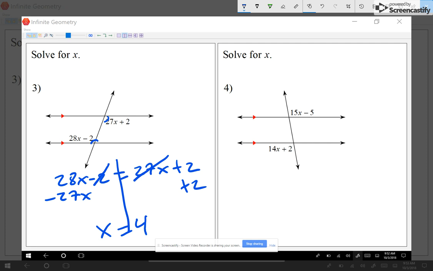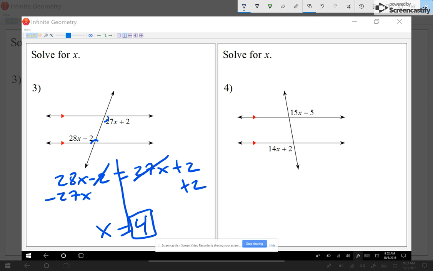If I had a number other than 1, because technically this is a 1x, if I had a number other than 1 in front of the x, divide both sides by that number. But I'm done, so x equals 4. That I solve for x. Whenever you type it, you don't have to type in x equals 4. Just type in 4.